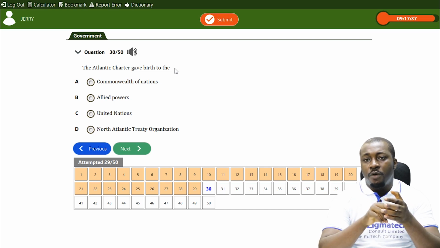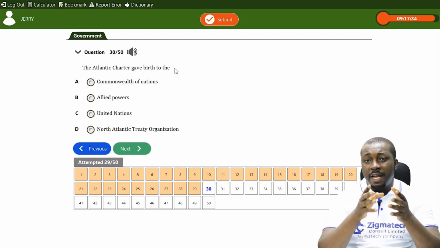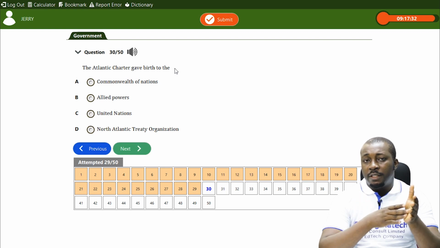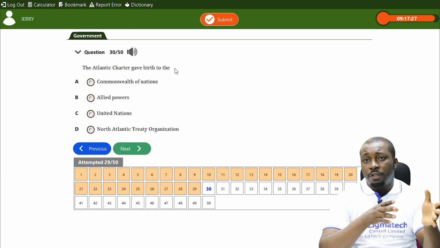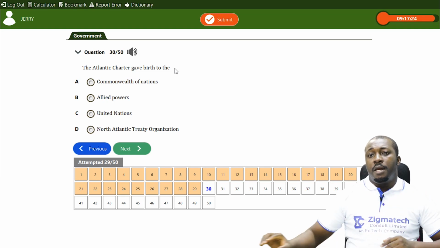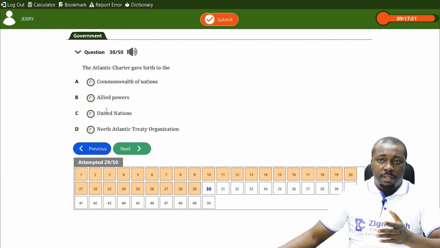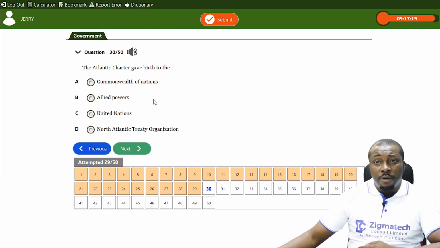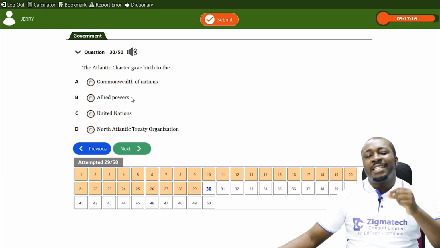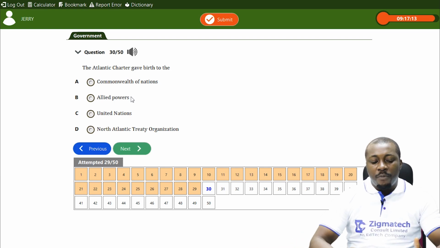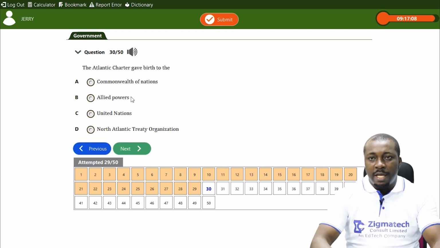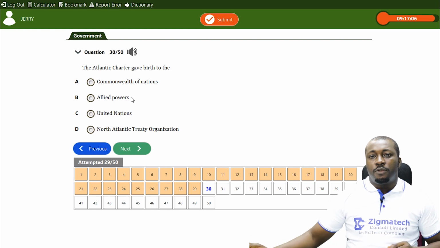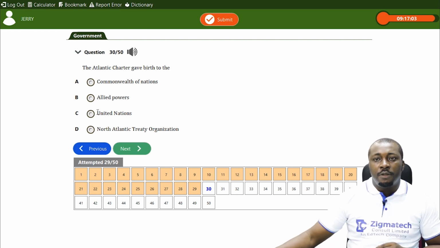And during the Second World War, the Allied nations led by the President of the United States of America, President Roosevelt, and Winston Churchill of United Kingdom, they came aboard at the Atlantic Ocean, where they came up with the Atlantic Charter. The aim, why they're fighting the war, the war aims. And it is this Atlantic Charter that gave rise to United Nations. So Atlantic Charter gave birth to United Nations.